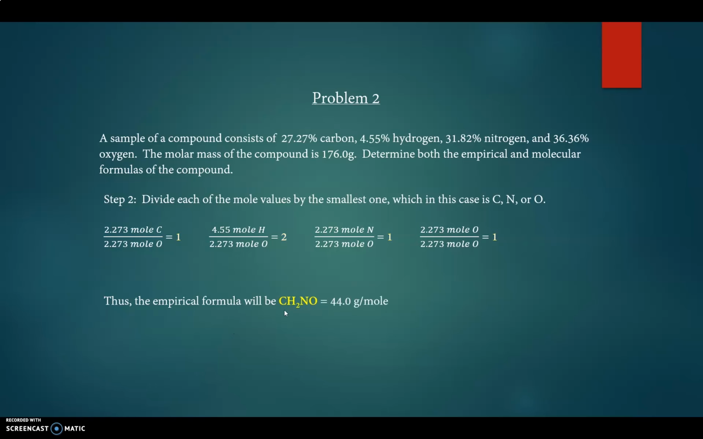Like we did last time, we need to figure out what the mass is of CH2NO. So if we add up a mole of carbon, 2 moles of hydrogen, 1 of nitrogen, and 1 of oxygen, we get a molar mass of 44 grams per mole. If we divide the actual molar mass by the mass of the empirical formula, we get a nice whole number. In this case, it's 4, and therefore the molecular formula will be 4 times greater, or C4H8N4O4.